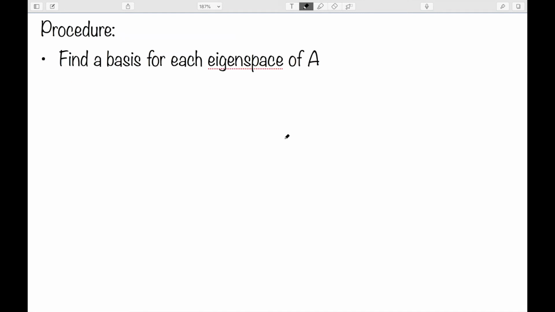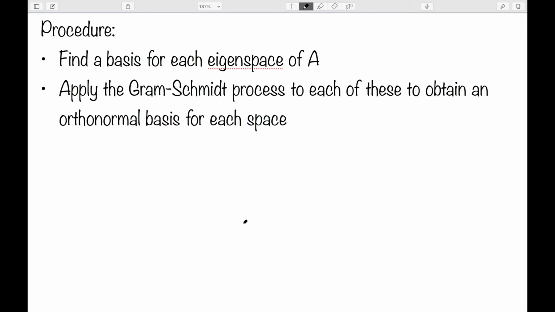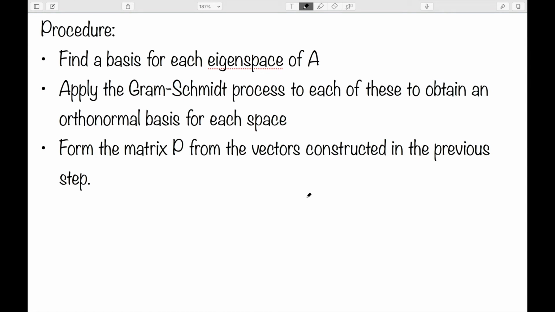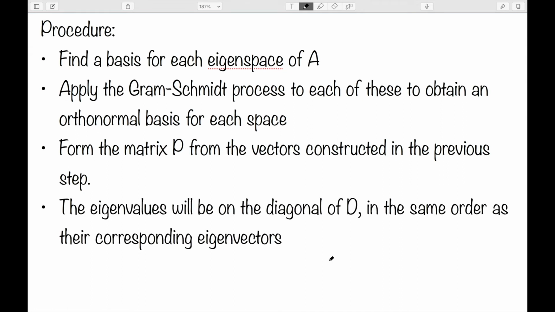So to actually orthogonally diagonalize a matrix, we need to start by finding a basis for each eigenspace of A. So in other words, find your eigenvalues and your eigenvectors. Once we have those bases, we need to apply the Gram-Schmidt process to each of these to obtain an orthonormal basis for each space. We can then form the matrix P from the vectors that we constructed in the previous step. And then the eigenvalues will be on the diagonal of my matrix D in the same order as their corresponding eigenvectors, similarly to how we diagonalized matrices before.